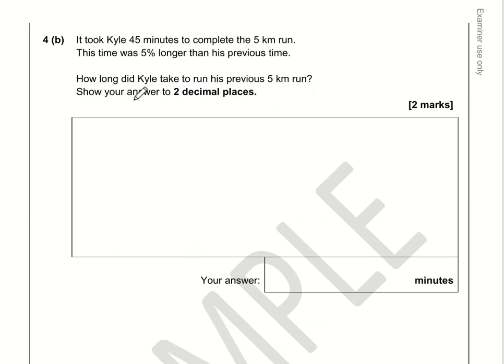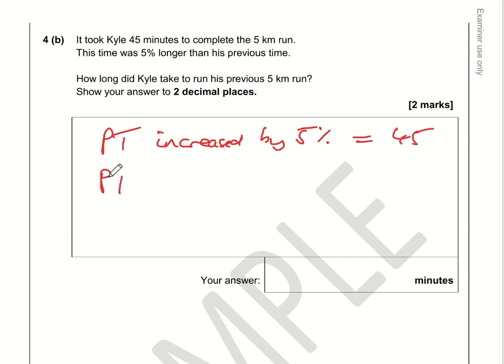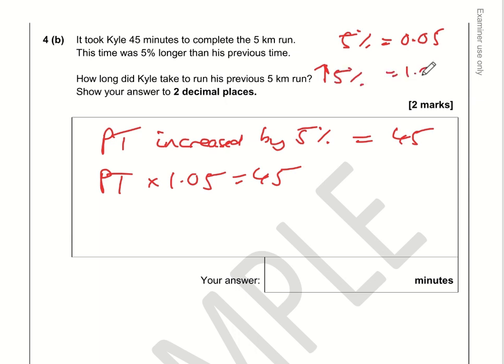Okay, so it took Kyle 45 minutes to complete the run, which was 5% longer than his previous time. So his previous time increased by 5%, and it gave us this new time of 45. Now, when we're increasing by 5%, we would have multiplied by 1.05 to get 45. So if you've not followed where this number comes from, the multiplier for 5% is 0.05. It's this figure here divided by 100, but when we want to increase by 5%, we just add 1 to this figure, so 1.05. So if you wanted to, let's say, increase £66 by 5%, it'd be 66 times 1.05.